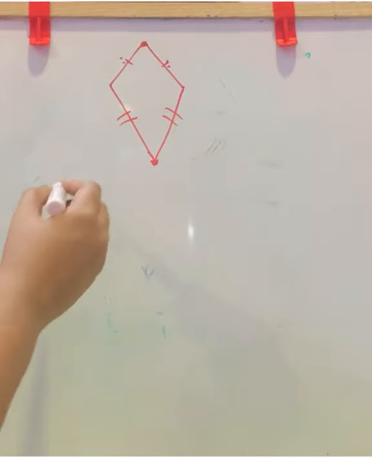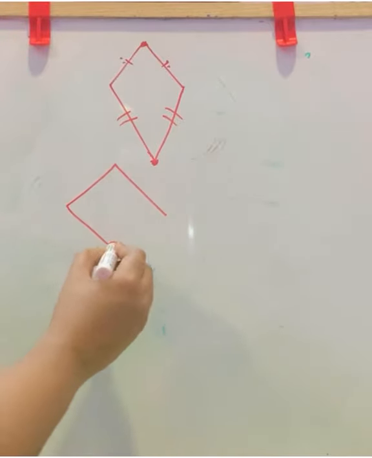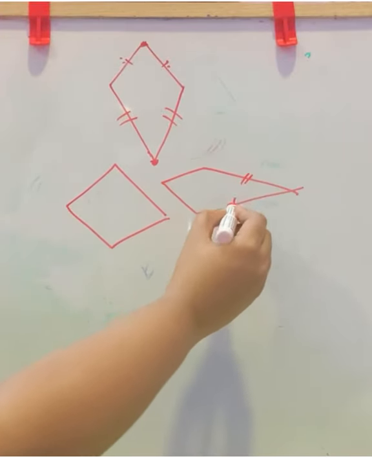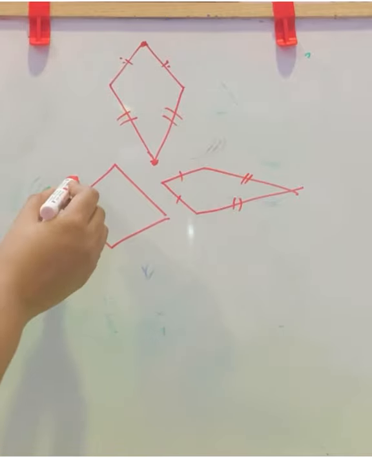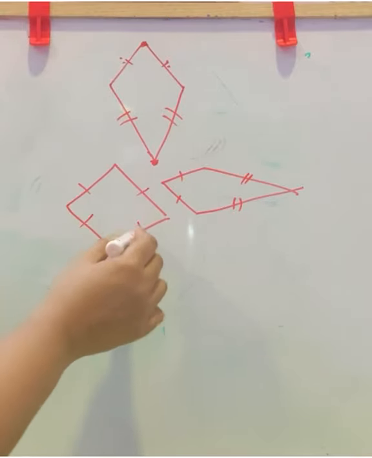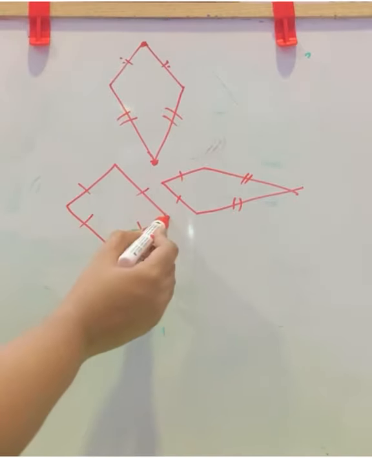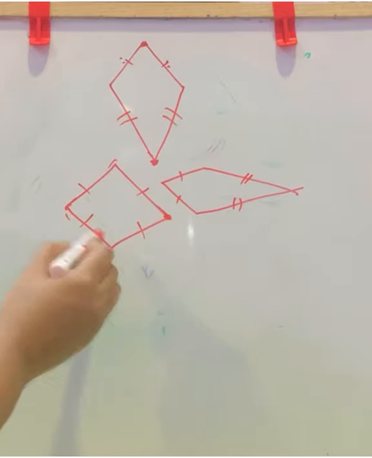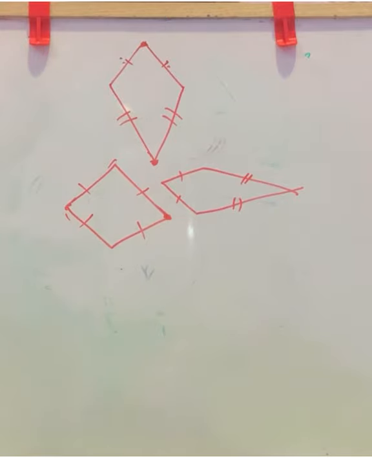I will show some more examples for kites. Here this length and this length are equal. Here these lengths are equal. This and this length equal. This and this length equal. So only thing is that consecutive pairs must be equal and we can call it as kite.